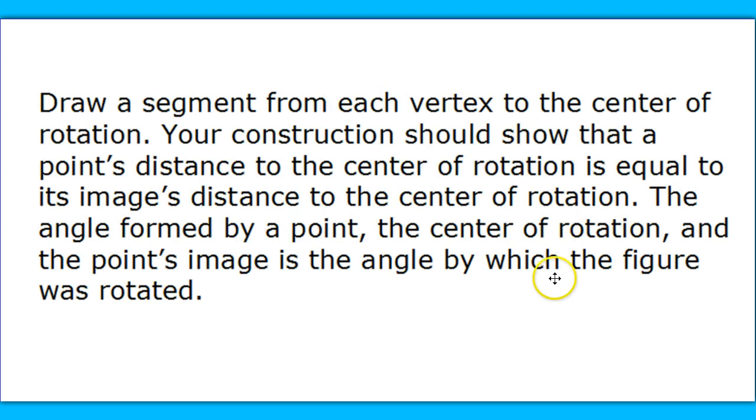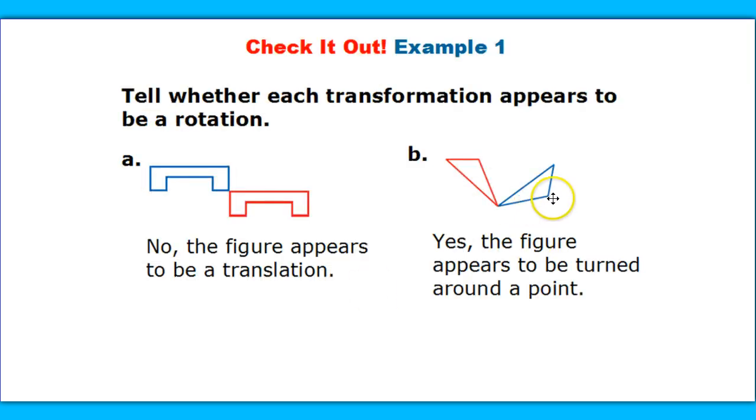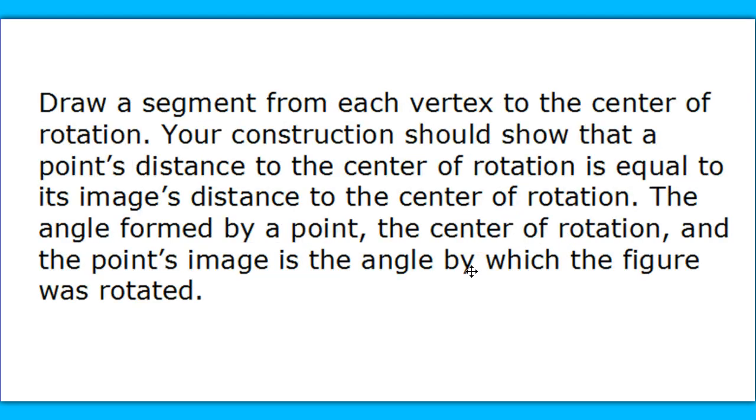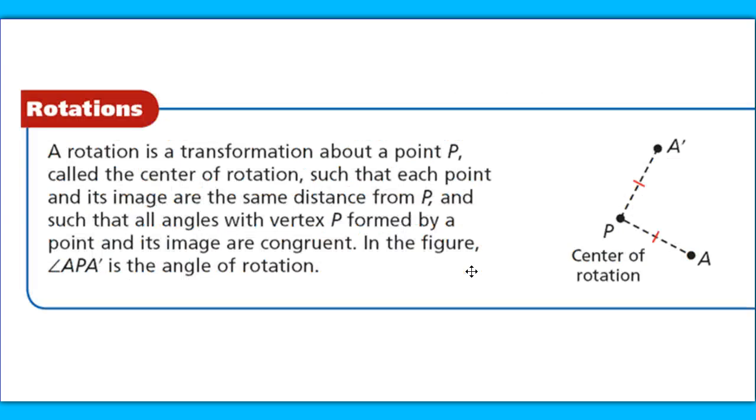Okay? Also, the angle formed by a point, the center of rotation, and the point's image is the angle by which the figure was rotated. Angle of rotation. So this point to the center of rotation to its corresponding image, that angle should be the same as the angle from this second vertex to the center of rotation and its image. So they look to be about the same. They should be the same measured angle, right?